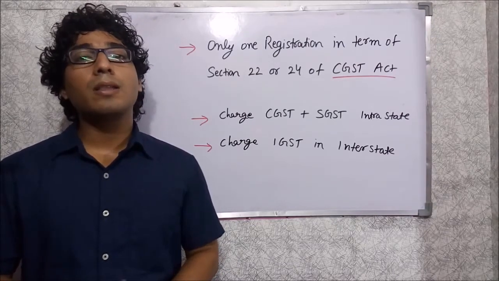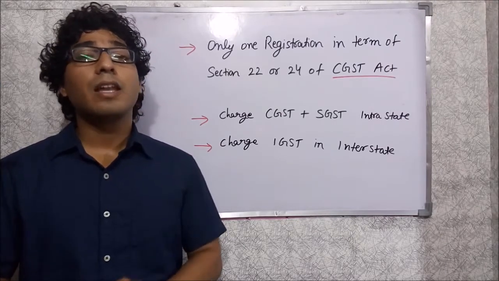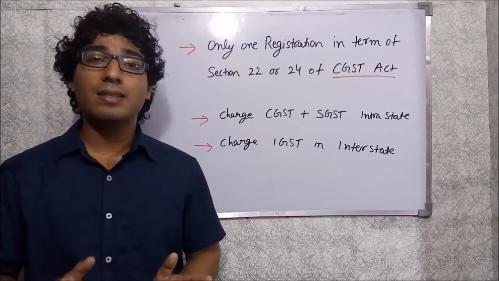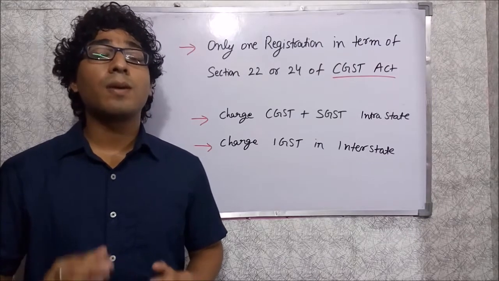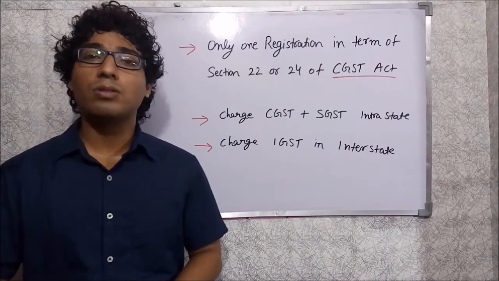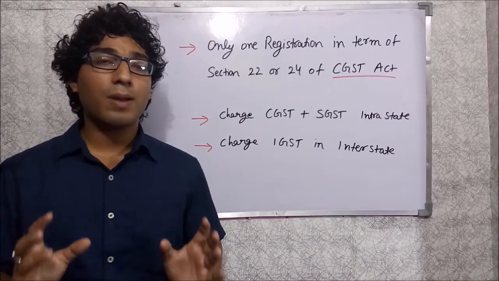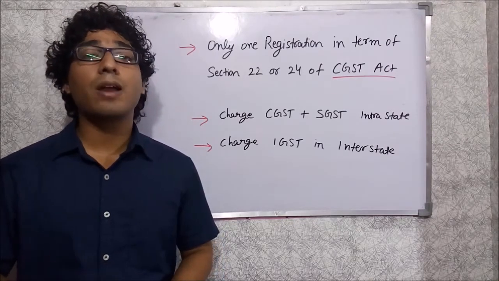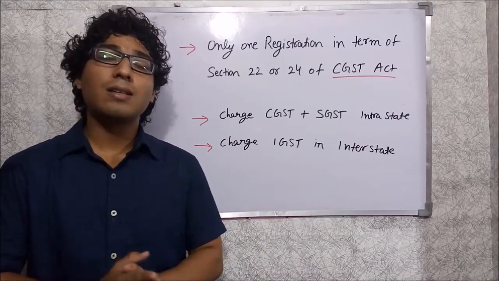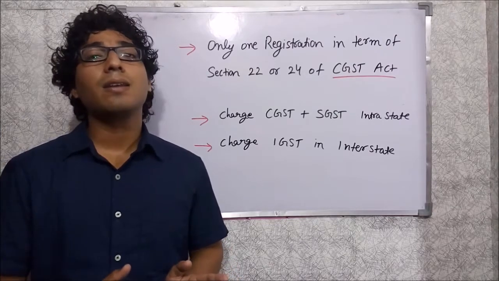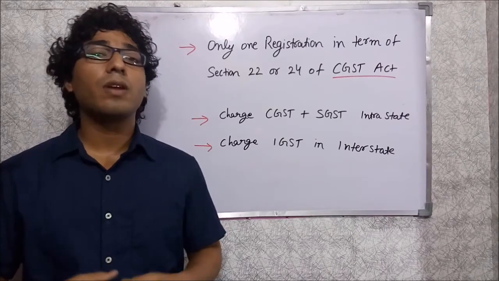In case you are making intra-state supplies, or supplies within the state, then you have to charge CGST and SGST. And if you are dealing in interstate supply, or supply outside the state, then you have to charge IGST. So suppose you are making intra-state supplies and the rate of tax in respect of supply of your goods or services is 12%. Then you have to charge 6% CGST and 6% SGST. This kind of provision will apply to you.